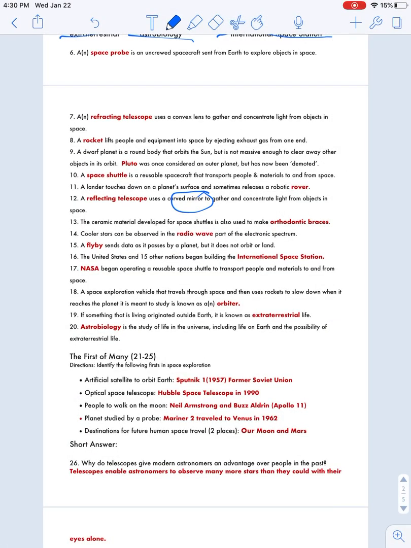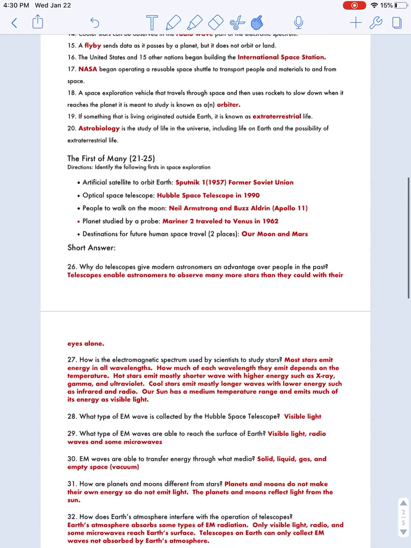All right, we are back. We're going to go with 27. How is the electromagnetic spectrum used by scientists to study stars? There's a real long answer here about how stars emit the energy in wavelengths.